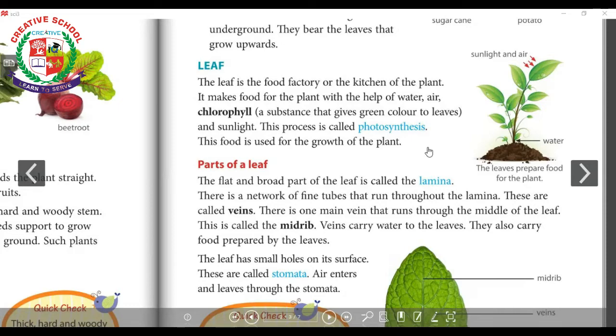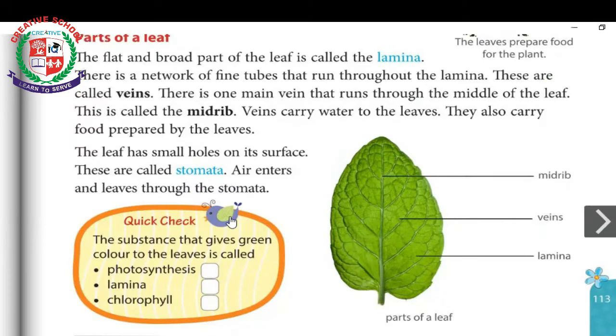The main factor for the growth of the plant is food. The leaf is the thing which prepares the food for the plant. Can you see this leaf? It is a mint leaf.